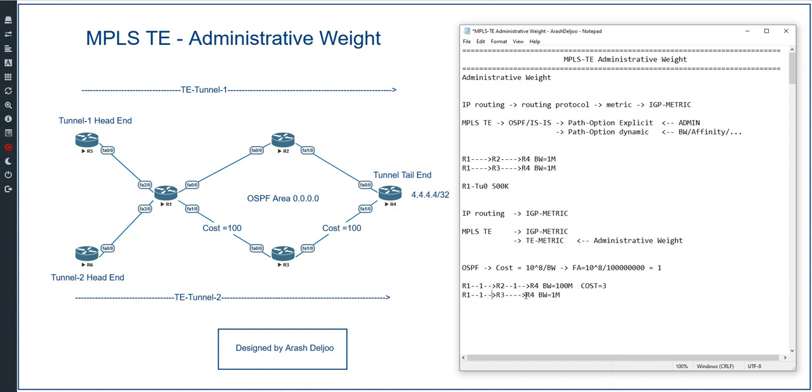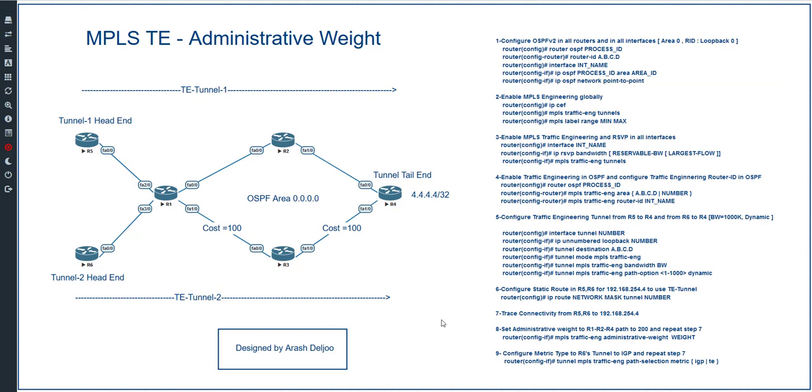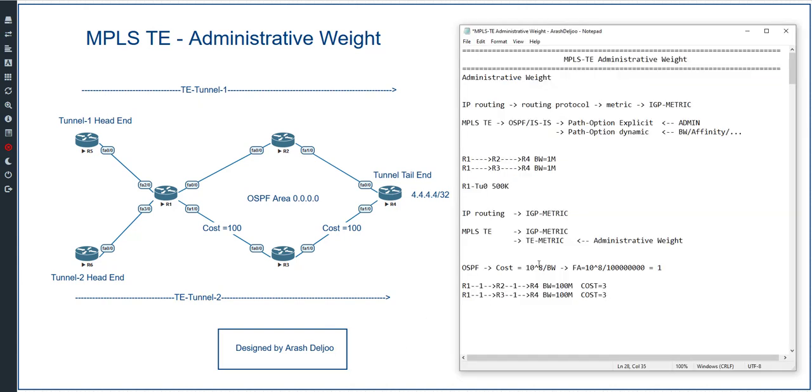Also, for the lower path, again we have the same condition. Here also the bandwidth is 100 megabit per second and the cost is 3. This means that we don't have any difference in bandwidth between these two paths. Because of that, we don't use this feature. Now you can understand that MPLS traffic engineering should calculate the metric, but because here we don't have any change, don't consider these cost values, because MPLS TE doesn't see any difference between these two paths. The metric doesn't have any effect on the path selection.